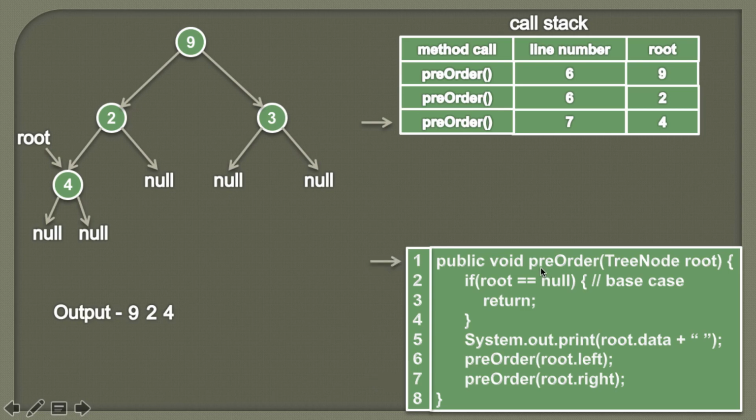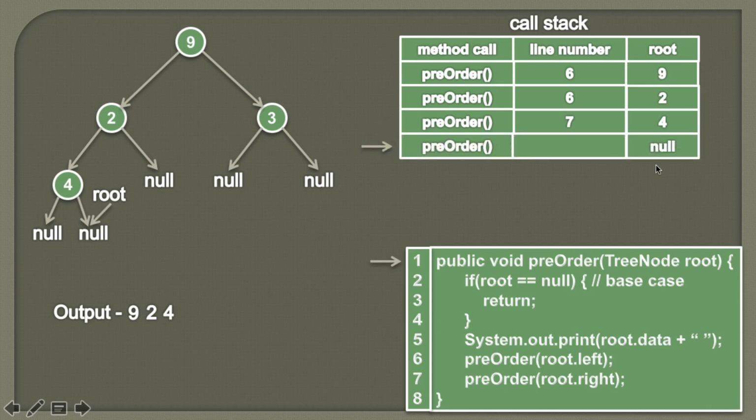So now this pre-order will be called with a value of null. So it's nothing but root's right. So our new root becomes root's right. So now root will be pointing to null. And we also know there will be one more method on the stack with a root value of null. Moving ahead. So we'll check whether root is equal to null or not. So currently root is equal to null. Therefore we'll simply return from this method.